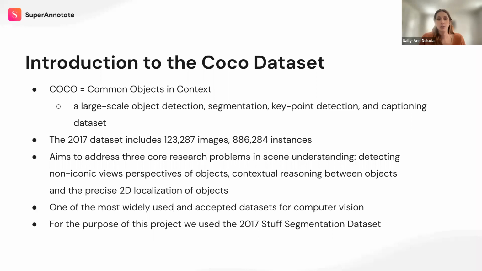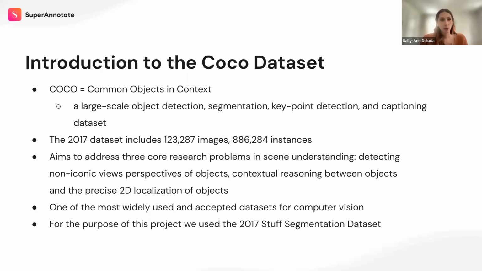So for our project today, we've used the COCO data set. And for many of you, this might not be a new data set, but in case it is, I do want to go into a little bit of detail here. So what is COCO? So COCO stands for Common Objects in Context. And this data set is a large-scale object detection, segmentation, key point detection, and captioning data set. So you can see here that it has annotated data for pretty much all of your CV needs.